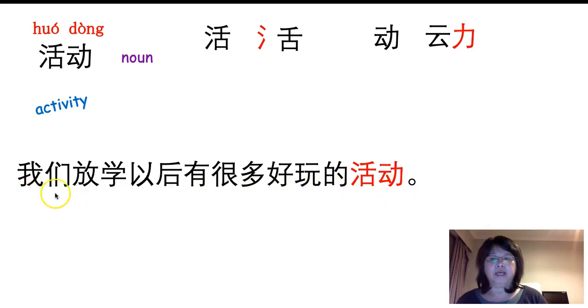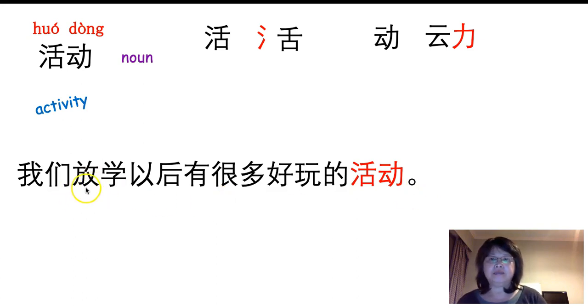Here, 我们 is the subject. The verb is 有。Object is 很多好玩的活动。So the part before it we treat as an adjective. So what kind of activity? It's 很多好玩的活动。So 活动 can be a singular form or plural form. So that's why we say 很多好玩的活动。If you take away 很多, 有好玩的活动 also makes sense.